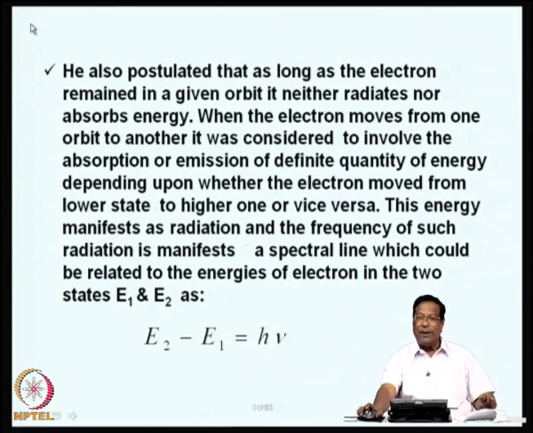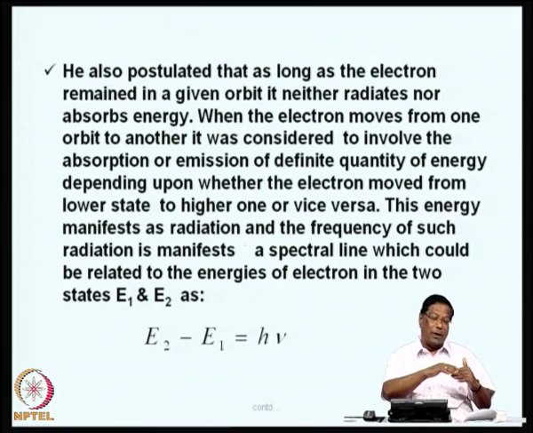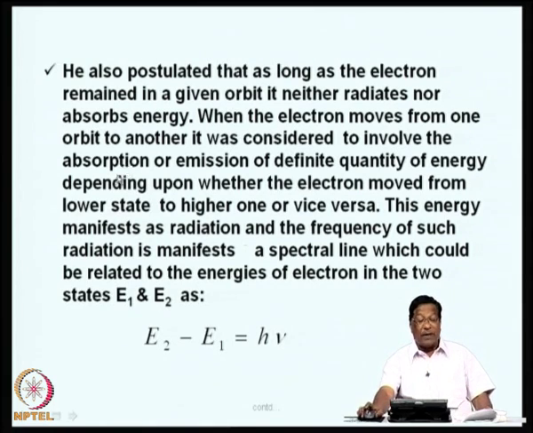So, it has to give a spectrum which corresponds to an exact frequency or energy. So, it was considered that when the electron moves from one orbit to another, it involves either the absorption or emission of a definite quantity of energy, depending upon whether the electron moved from a lower state to a higher one or a higher state to a lower one. This energy manifests as radiation, and the frequency of such radiation manifests as a spectral line, which could be related to the energies of the electrons in the two states.